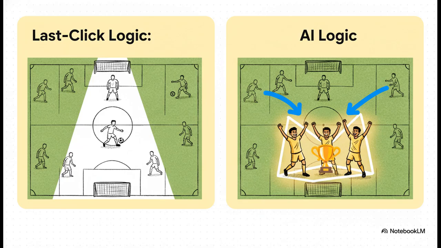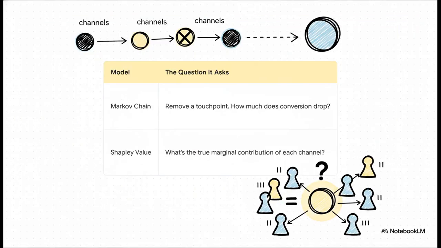It's watched thousands of games, and it understands that the perfect pass, the clever assist, and even that crucial defensive stop way back in your own half, they were all absolutely essential to that final goal. AI sees the teamwork. And how does it do this? Well, it really comes down to 2 main approaches. You've got Markov chain models, which ask a really simple, powerful question. If we took this one channel away completely, what would happen to our conversion rate? If it drops a lot, well, you know that channel was super important. Then you have Shapley value models, which come from game theory.